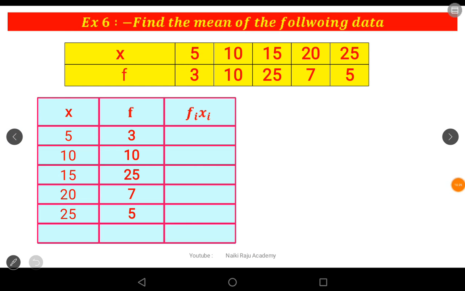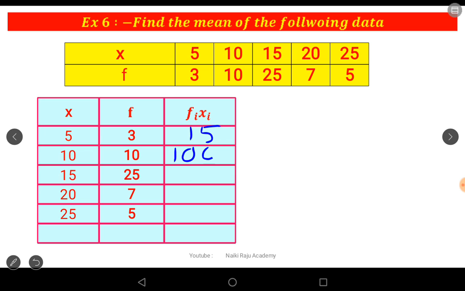Example 6. Find the mean of the following data. Here x and f: x is the observations or class mid value, f is the frequency. So we draw the columns vertically. Write 5, the frequency is 3. Then 10, 10; 15, 25; 27, 25, 5. Next, fi into xi. First of all, 5 threes are 15, 10 tens are 100.